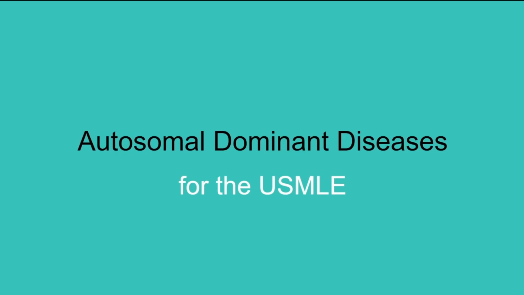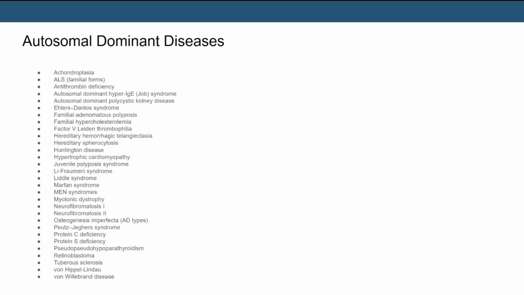Today I will show you an easy way to remember the autosomal dominant disease names for the USMLE. For the USMLE there is a wide and big list of autosomal dominant diseases, autosomal recessive diseases, X-linked recessive diseases and X-linked dominant diseases, and you will need to differentiate between all of these. So in this video I will show you how you can remember the autosomal dominant disease names for the USMLE.